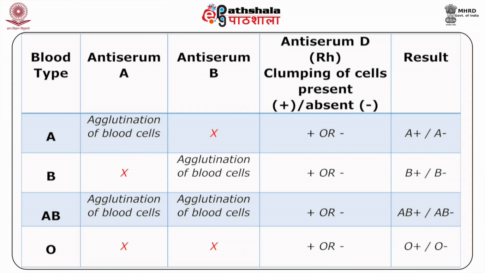Further, whether the given sample is Rh positive or Rh negative for the given blood type can be checked by adding antiserum D.